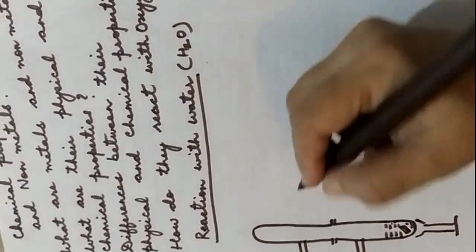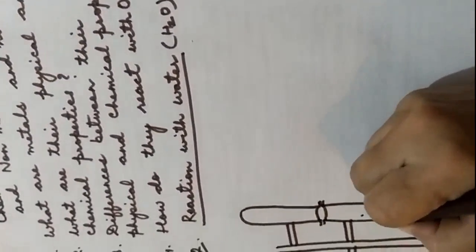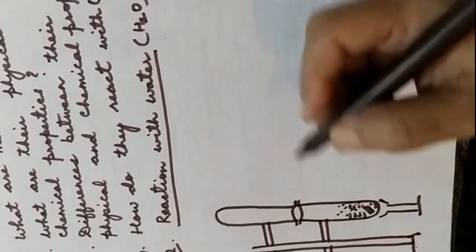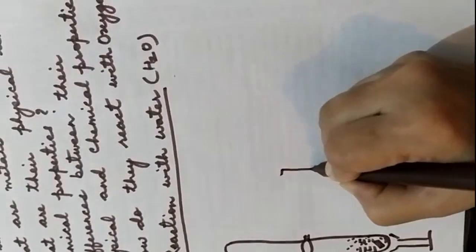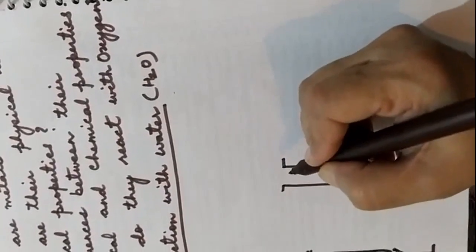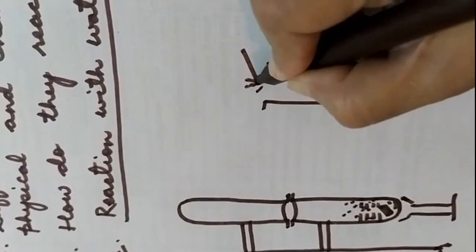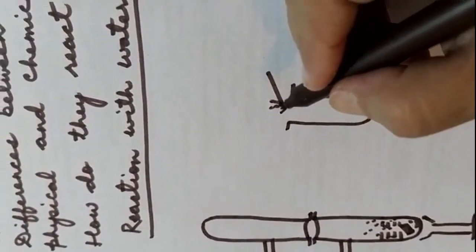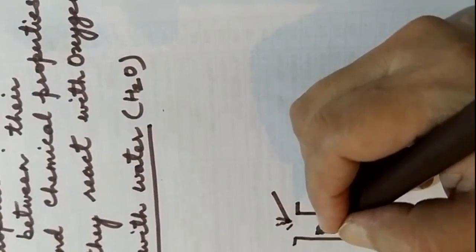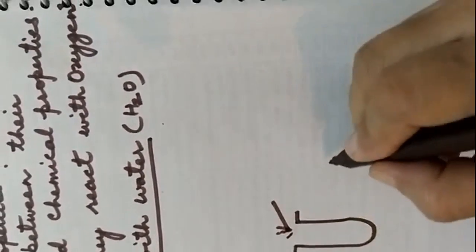Then we will observe evolution of some gases in the form of bubbles. We will remove the inverted test tube and bring a burning matchstick near its mouth. It burns with a crackling sound, which is the characteristic of hydrogen gas. That means the evolved gas is nothing but hydrogen gas.